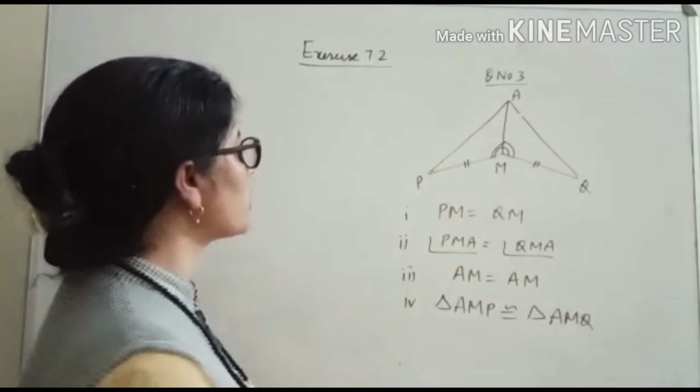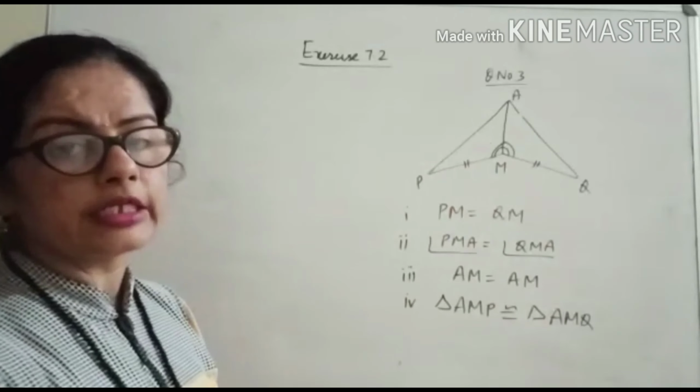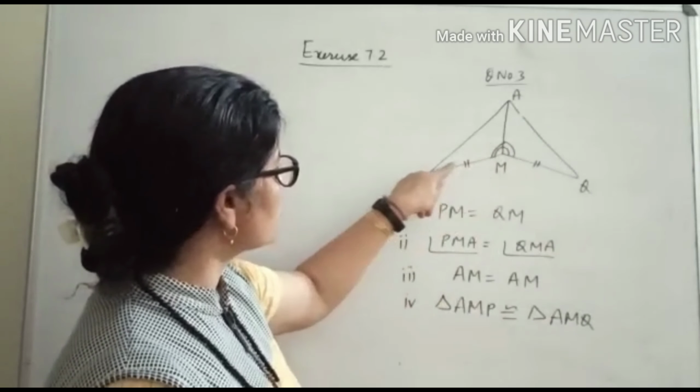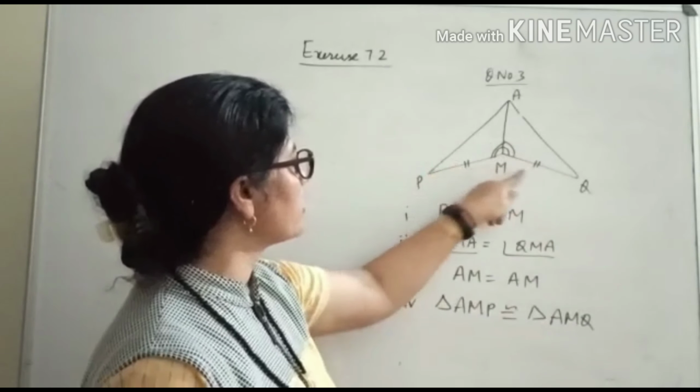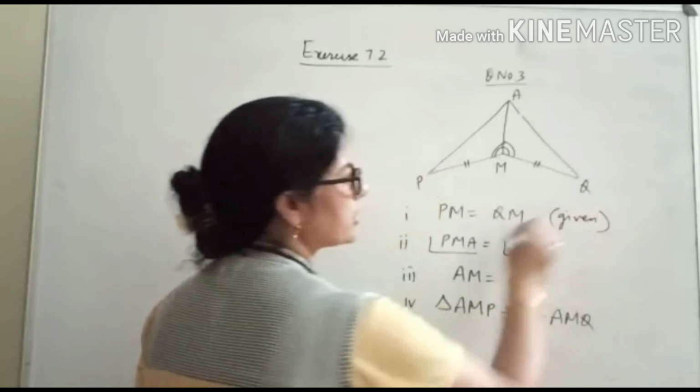PM is equal to QM. How? What is the reason? It is given to us. Here also 2 marks are there. So we will write here: it is given. Answer of the first part is given.